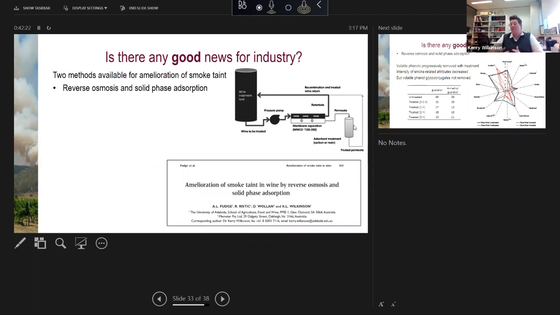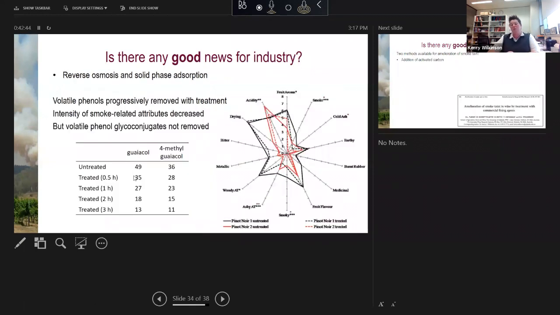This allows us to selectively treat that permeate fraction so we can pass it over some kind of an adsorbent resin, which hopefully is going to take out our volatile phenols before we take the treated permeate and recombine it with the retentate. And so we investigated whether this system could be used with smoke tainted wine. And what we found was, as we progressively treated a smoke tainted wine, with time we were able to reduce the concentration of these volatile phenols.